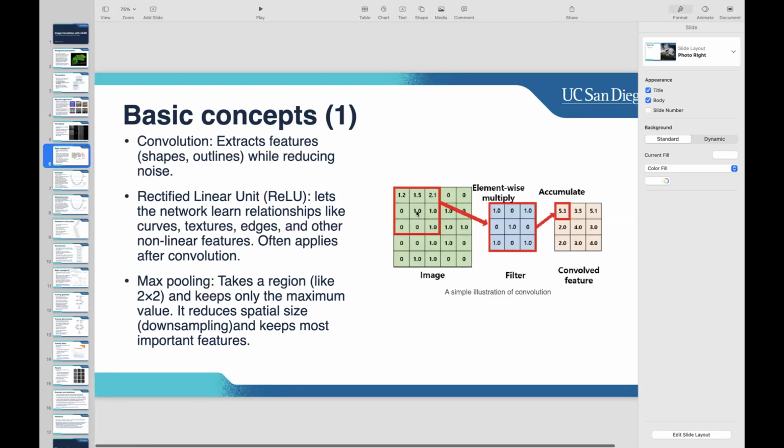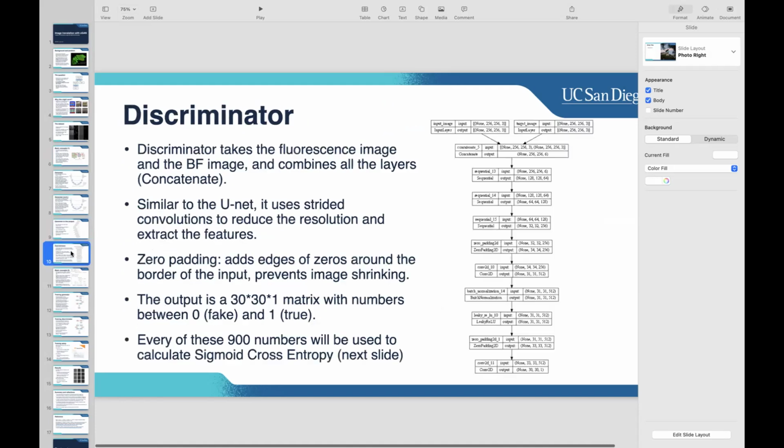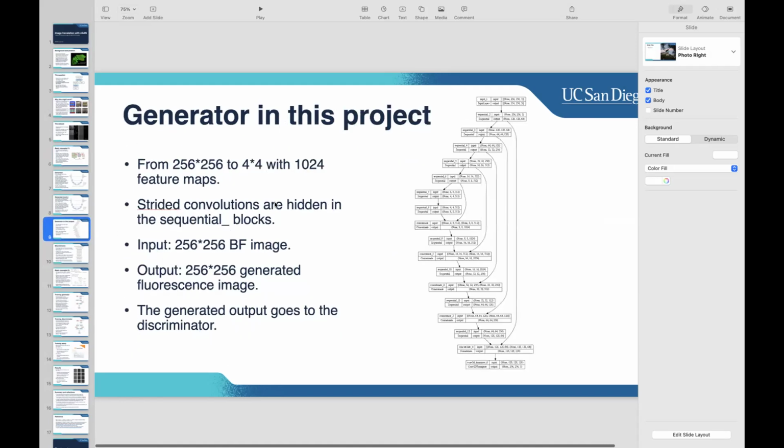So this is convolution. We go by this pixel and that pixel. Strided convolution is like we do one pixel and skip several other pixels and do the next pixel. So this is also a way to reduce the resolution of the image. Okay. And so the input is the bright field image and the output is the generated fluorescence image. And the generated output goes to the discriminator.